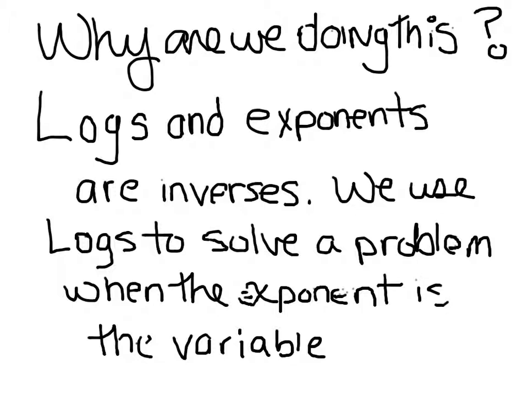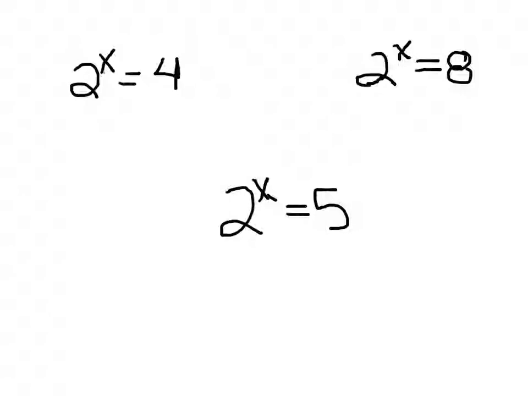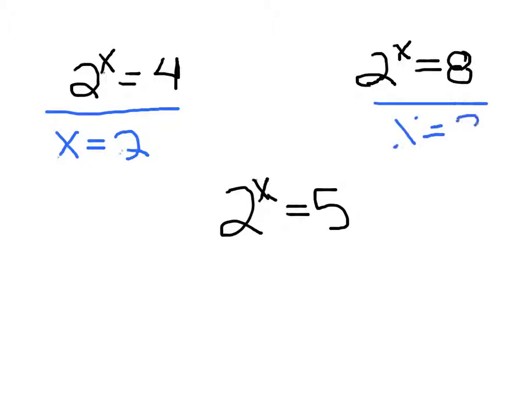And then you might wonder why we're doing this. Logs and exponents are inverses, and we use logs to solve a problem where the exponent is the variable. So let's take a look at that. Like this problem right here, the exponent is the variable, and I have to think to myself, well, 2 to what power is 4? And I can probably do that in my head as x equals 2. And you can also probably do this one in your head. This says 2 to what power is 8, and x is equal to 3, because 2 to the third power is 8. But numbers aren't always going to be that simple.